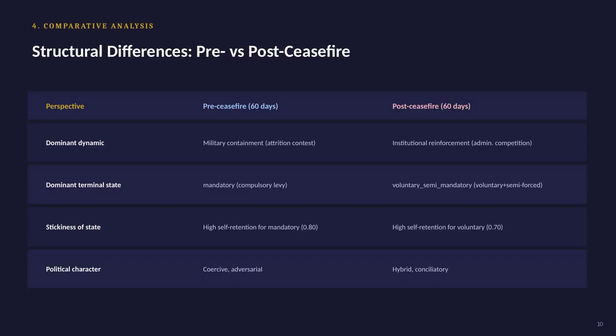Summarizing the structural differences, before the ceasefire, the dominant dynamic is military containment, an attrition-style contest, and the dominant terminal state is mandatory. After the ceasefire, the dominant dynamic becomes institutional reinforcement, an administrative competition, and the dominant terminal state becomes voluntary semi-mandatory. The political character shifts from coercive and adversarial to hybrid and conciliatory.